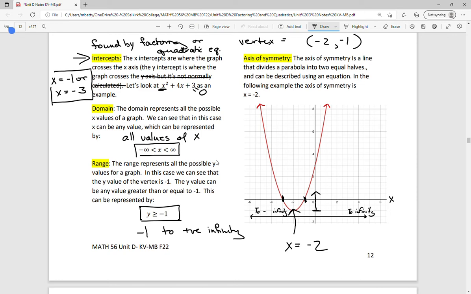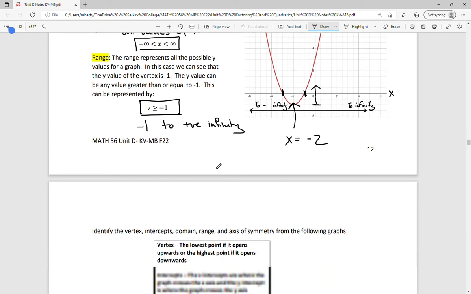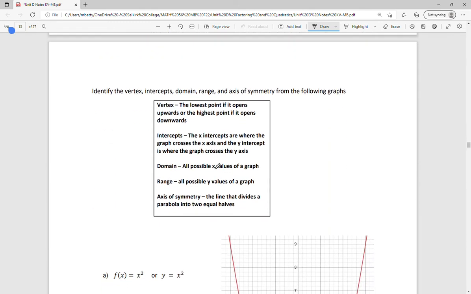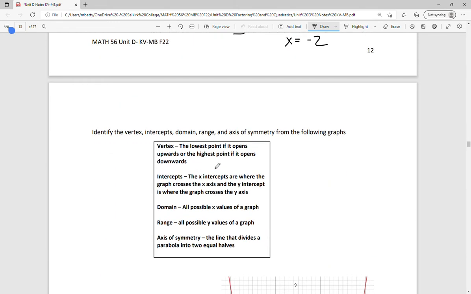So that's kind of going through all of those with a little bit of explanation. You might want to add little notes that make sense to you. These are the important bits that we're talking about. We're really going to focus on the x-intercepts as a minimum.